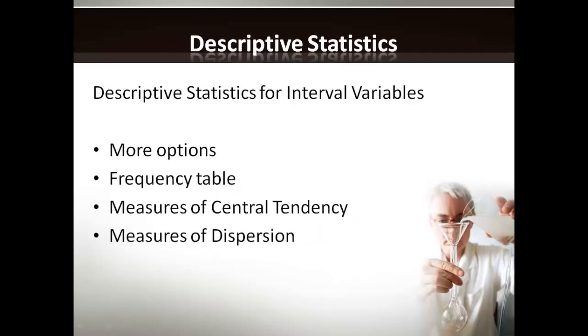Descriptive statistics for interval variables are slightly more complicated. Because interval variables are numerical and there are known distances between data points, it allows for more options with regards to describing. Frequency tables can still be used, however the preferred method tends to be measures of central tendency and measures of dispersion.